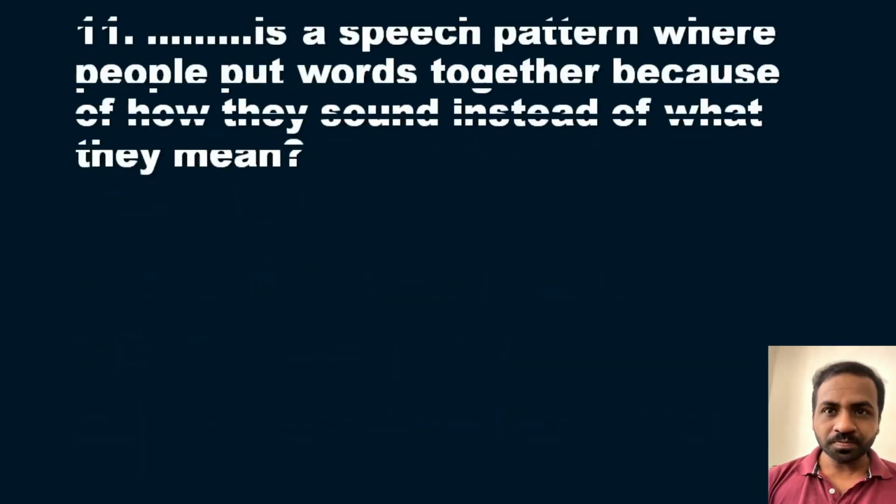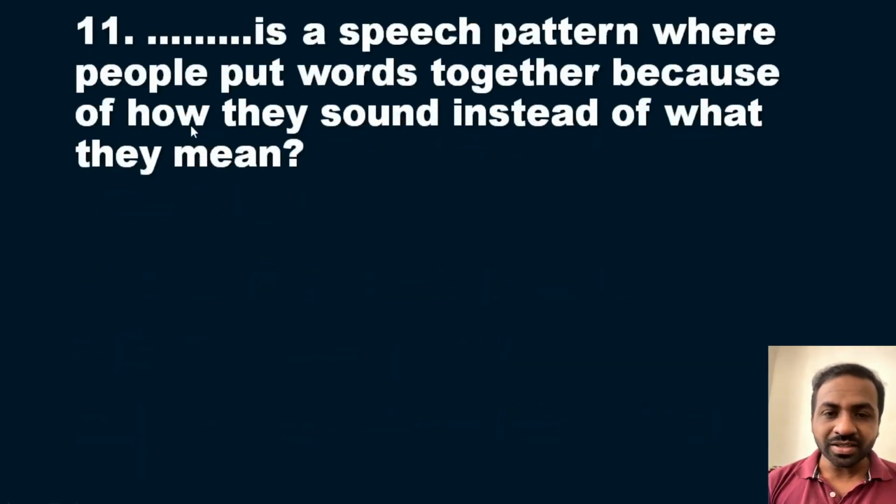Now we will move on to the 11th question in our series. The question is from psychiatry and it is related to speech. Dash is a speech pattern where people put words together because of how they sound instead of what they mean. You should read the question carefully. Because of the peculiarity of some of the words, the patients will be using those words instead of what they mean. So there will not be any meaning for the speech. That condition is called dash.